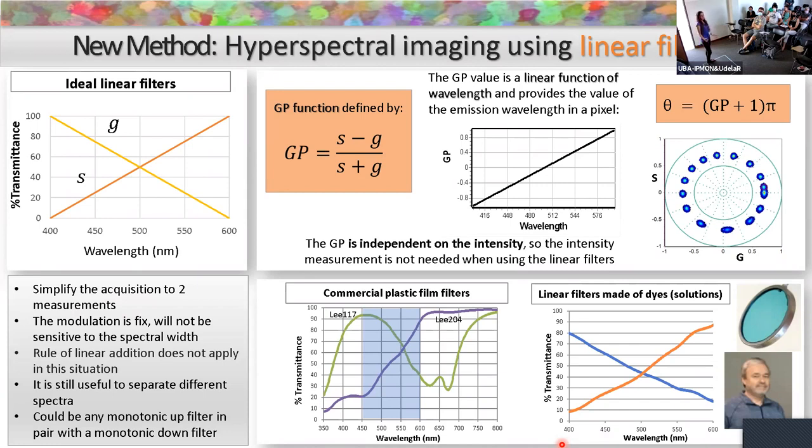But in this simplification, we have some losses. The linear addition property that I mentioned before doesn't apply anymore, because now the modulation is fixed and we don't have sensitivity to the width of the spectrum. But this method is still useful to separate different spectra, and it could be applied to any monotonic filter, up and down. It could be exponential. It doesn't necessarily have to be a linear one.